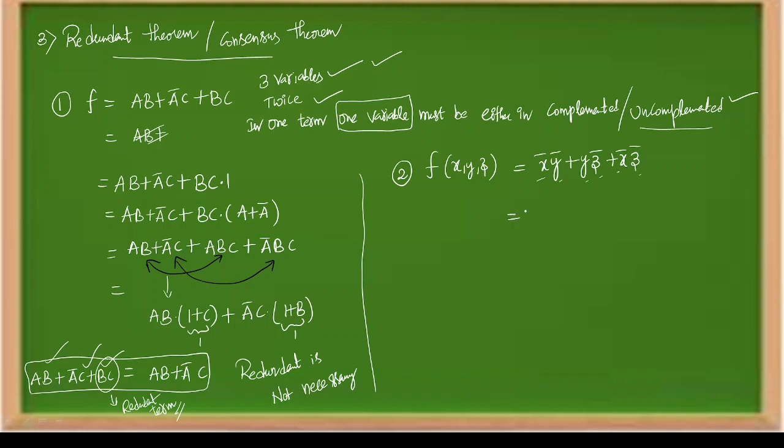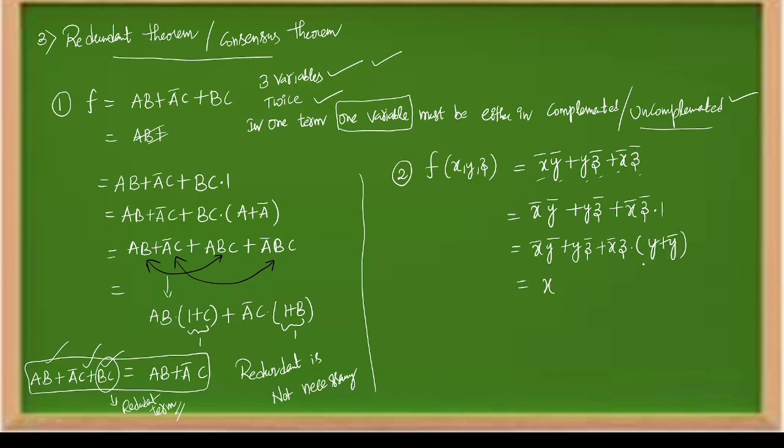Now, how can I do it? See the variable which is in uncomplemented form, and this variable is missing in the third term. So I multiply the function by 1: x complement y complement plus y z complement plus x complement z complement, into 1. Now 1 can be replaced with y plus y complement. To minimize it, I need to replace 1 with y plus y complement.